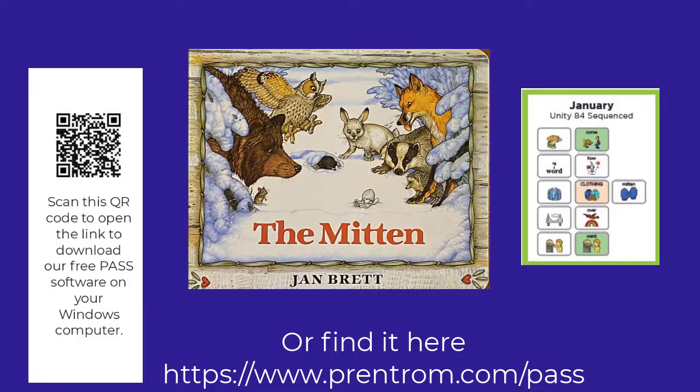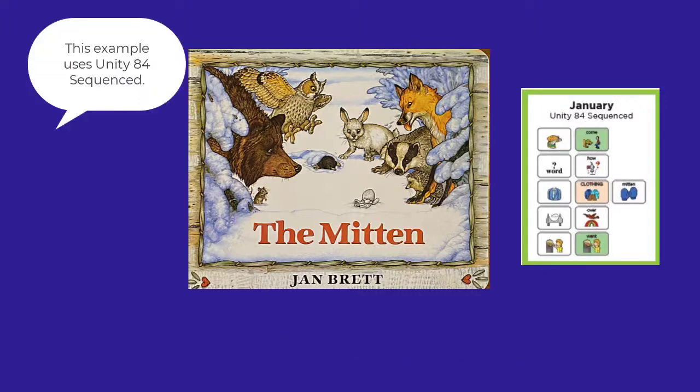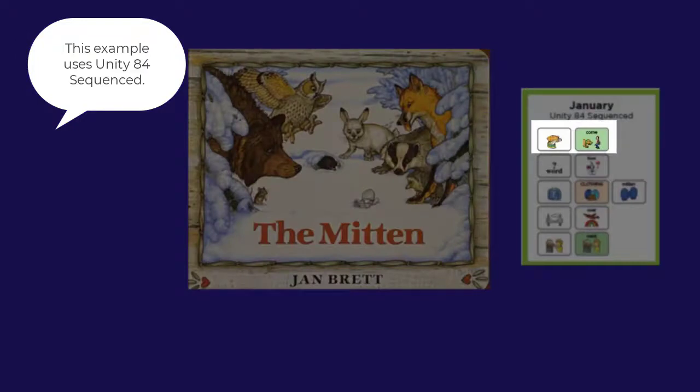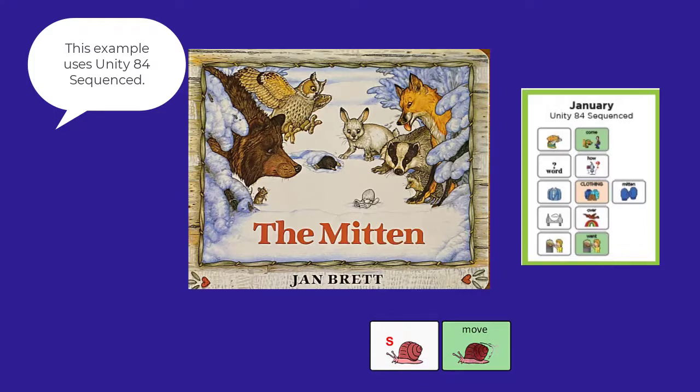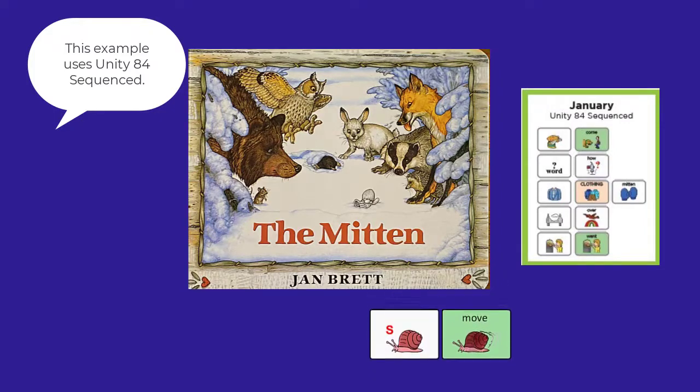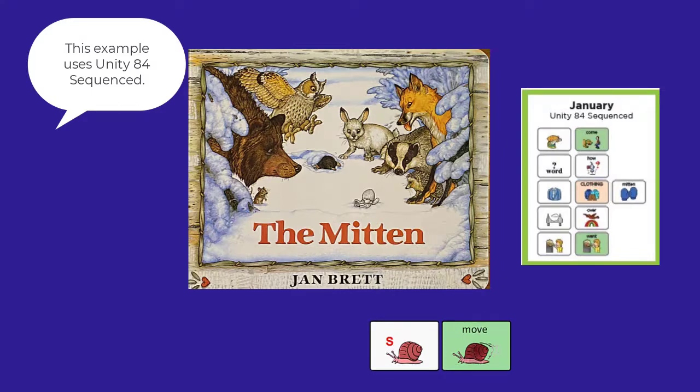Our story for this month is called The Mitten. It was written by Jan Brett. Our target words are come, how, mitten, over, and want. This month's bonus word is move. Make sure and model the word move during the story. Press these words on the speech generating device as you talk about the story. This gives a model for the communication learner to see how he or she can use these words too.